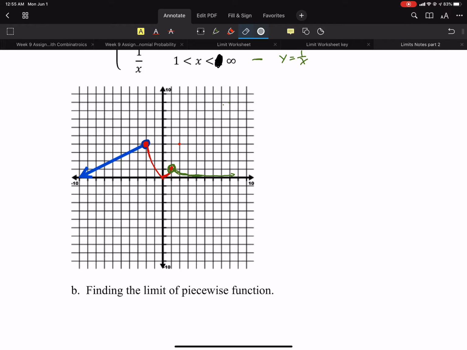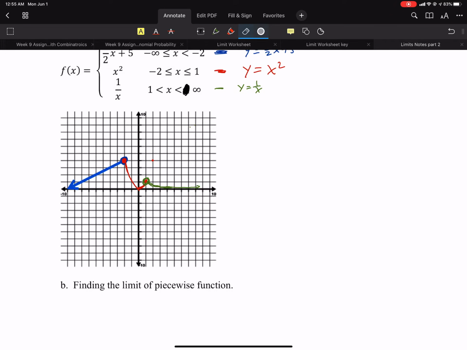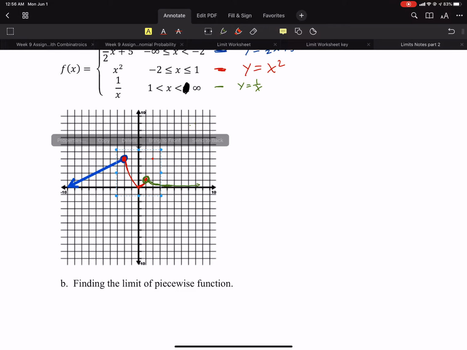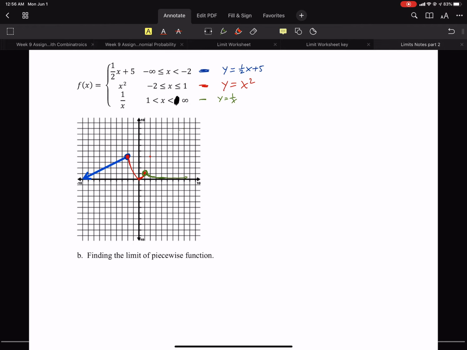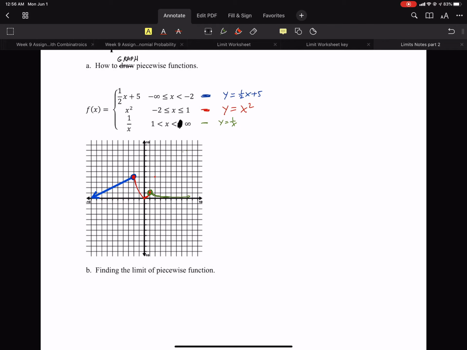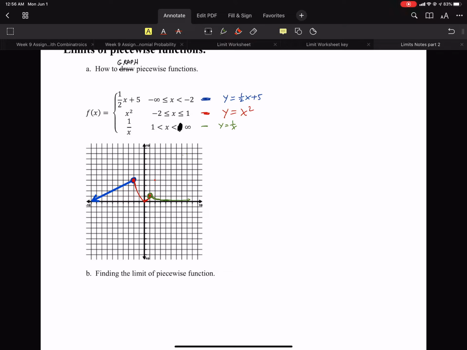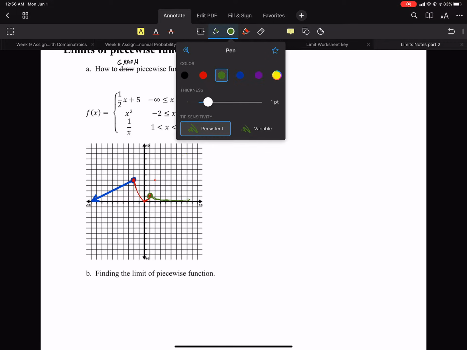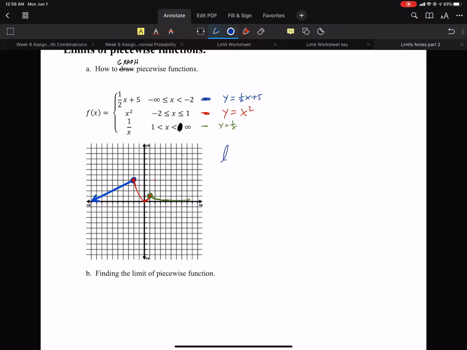Now, finding the limit of a piecewise function, well, technically, you could look at your graph and do it graphically, but you should be able to do it analytically also. So I will show you analytically, and we'll use our shortcuts in this. So part B, finding the limit. Now, finding the limit at any point that's not negative 2 and 1 is easy. I'll do a few. This video is going to be really long, and we have another one. Sorry. The limit as x approaches negative 4.